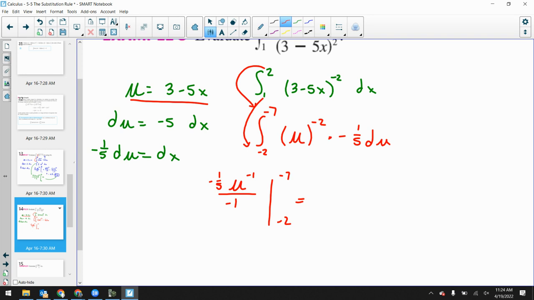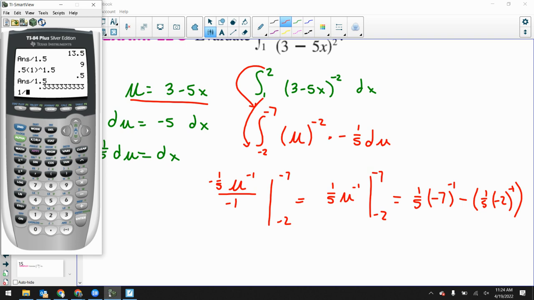Okay, so that's going to be equivalent to negative 1/5 times negative 7 to the negative 1 power. Actually, can't I just divide by the negative 1 to make this positive? I'm going to do that first before I move on to the next step. 1/5 u to the negative 1, negative 7 to negative 2. Because the divide by negative 1, all that's going to do is just cancel out that negative in front. So that's going to be 1/5 negative 7 to the negative first minus 1/5 negative 2 to the negative first.